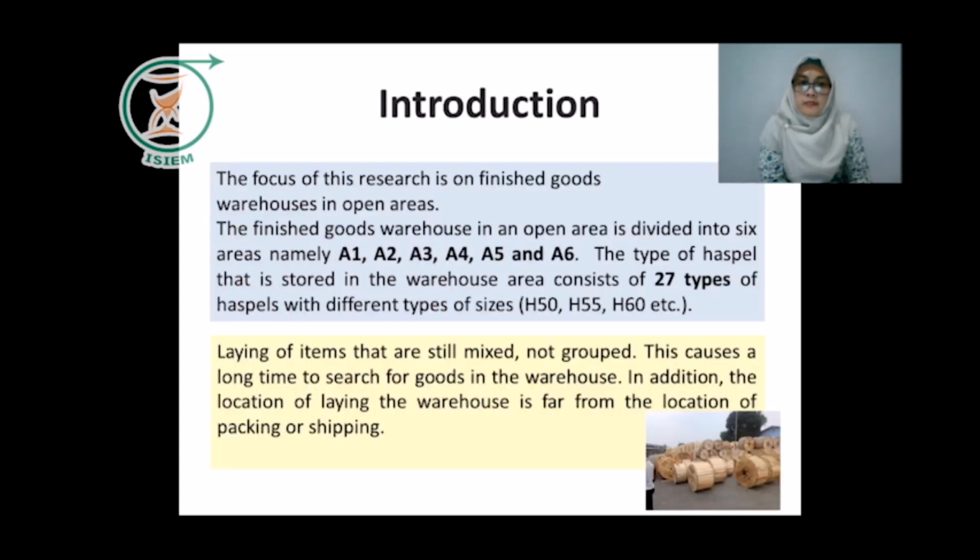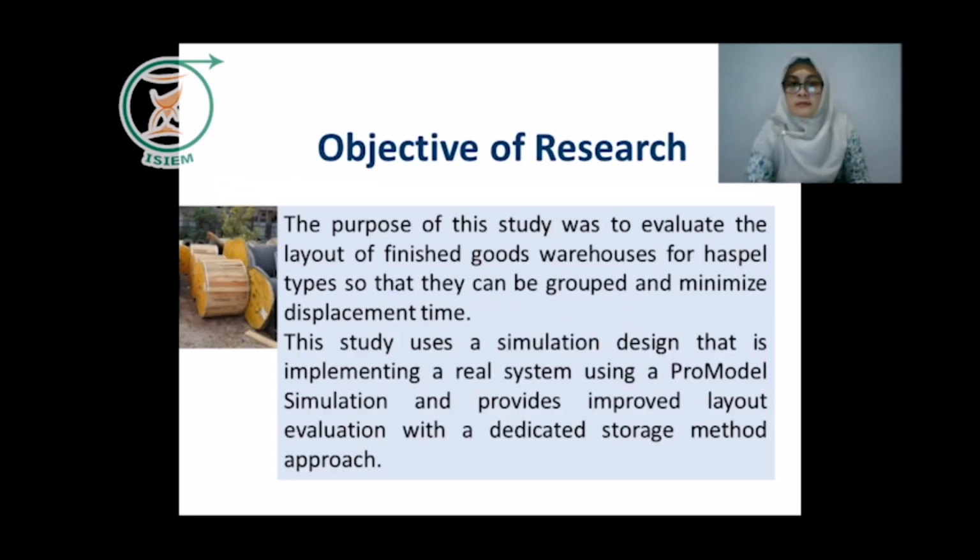The focus of this research is a finishing goods warehouse in open area. The finishing goods warehouse in open area is divided into 6 areas, and the type of haspa that is stored in the warehouse consists of 27 types of haspa with different sizes, laying of items that are still mixed, not grouped. This causes a long time to search for goods in the warehouse. In addition, the location of the warehouse is far from the location of packaging or shipping.